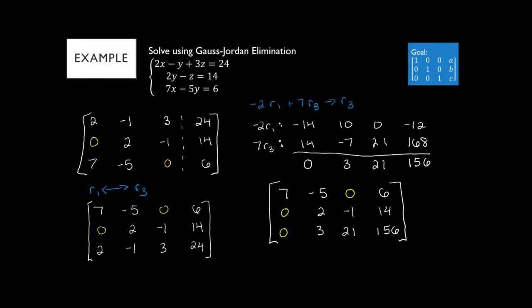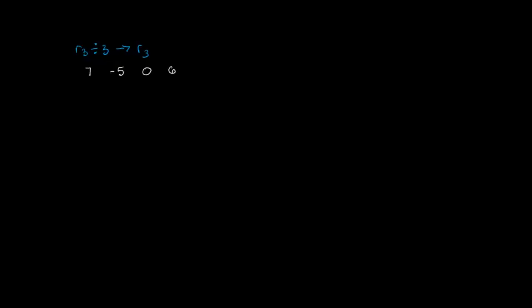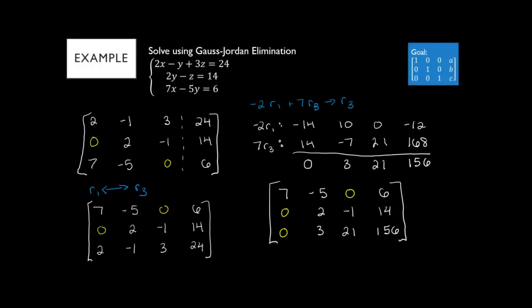So let's see. We've got 7, negative 5, 0, 6. Then we had 0, 2, negative 1 and 14. It's a lot easier when you have it on one sheet of paper. And then I have 0 divided by 3, so that's going to be 0, 3 divided by 3 is 1, 21 divided by 3 is 7, and then the 156 divided by 3 gave me 52.